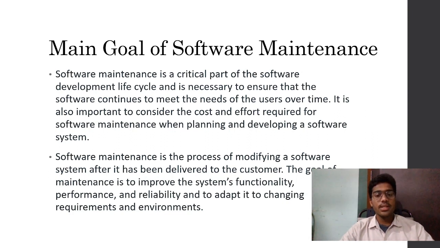Software maintenance is the process of modifying a software system after it has been delivered to the customer. The process of maintenance is to improve the system's functionality, performance, and reliability, and to adapt to changing requirements and environments. Day-to-day life is changing day by day, so with changing technology we also have to improve our software so that it is in the current situation.